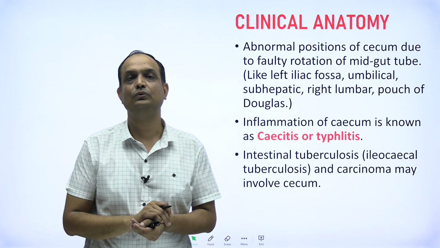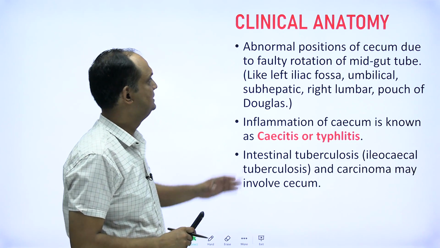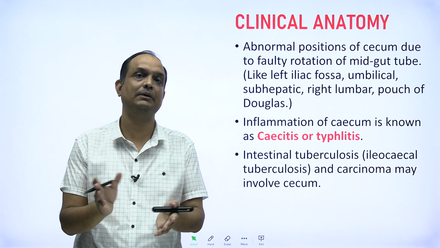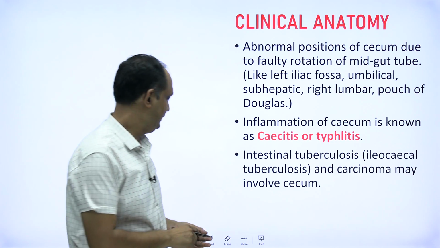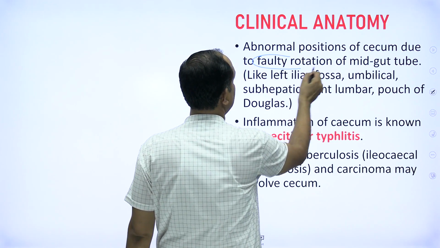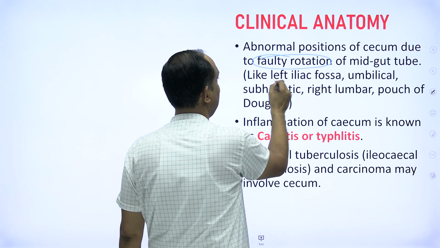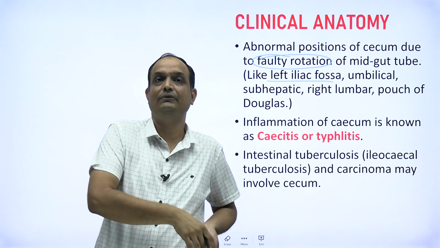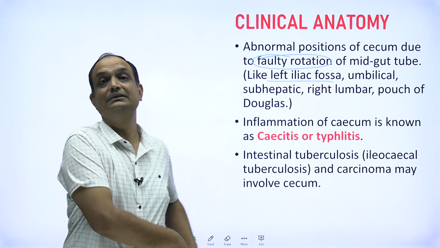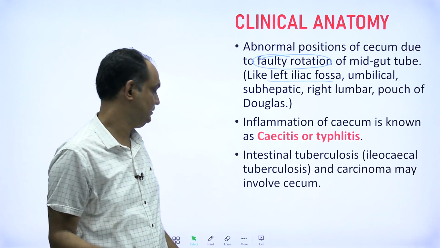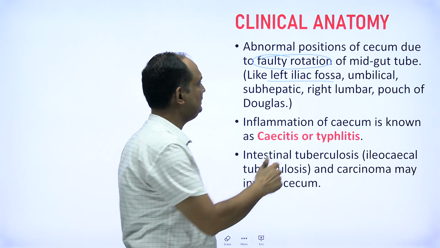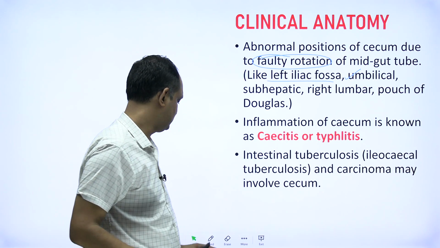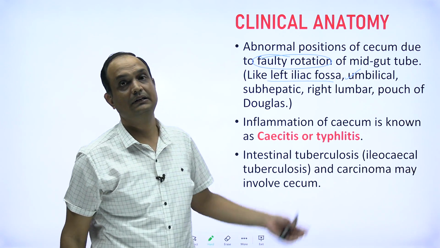Now, these are two very simple clinical anatomy points. First is abnormal position of the cecum. Why does the abnormal position of the cecum occur? It is all based on embryology. Because of faulty rotation, if the gut tube rotates abnormally, then you may have the cecum in the left iliac fossa. If the intestine rotates not on the right side but on the left side, the cecal bud will come on the left, and then the cecum develops on the left. So, it is due to abnormal or faulty rotation. It may be umbilical, it may be subhepatic, or it may come into the right lumbar region. Sometimes the cecum may be present in the pouch of Douglas.